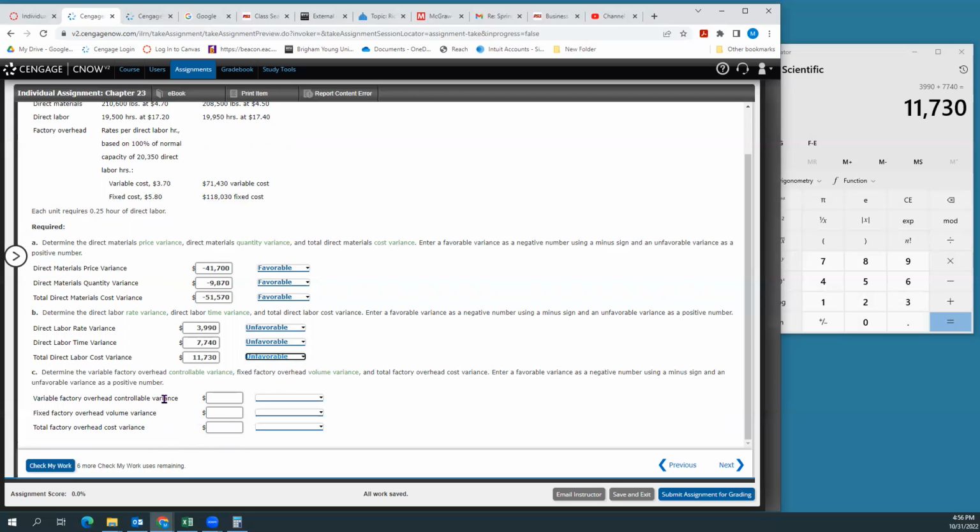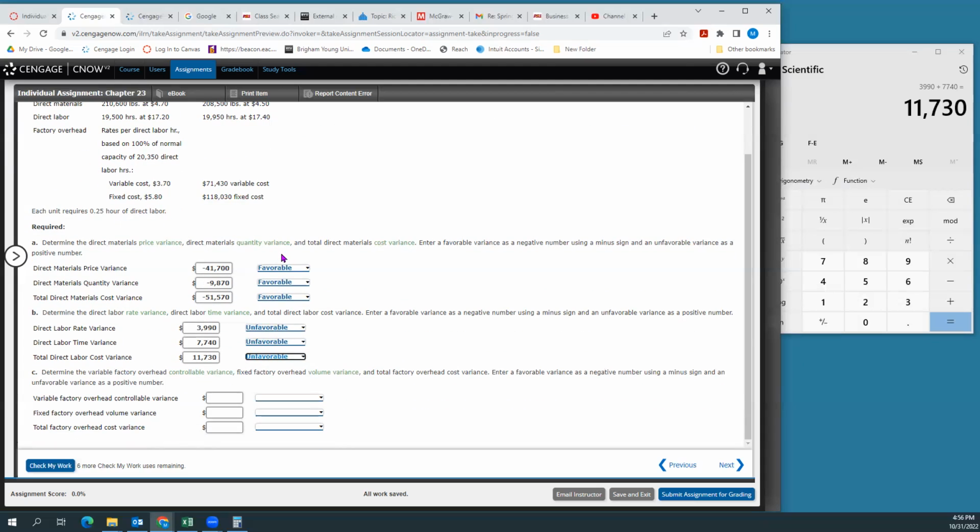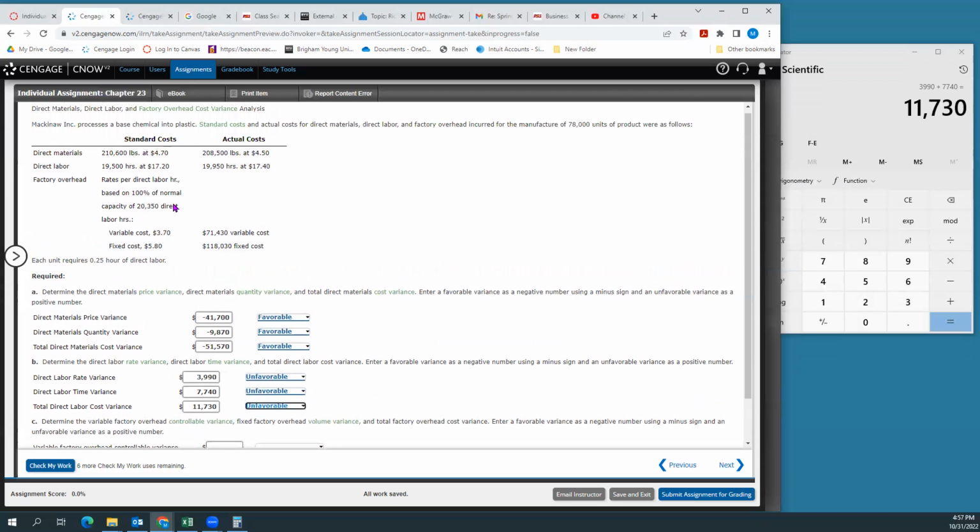All right, so our variable overhead controllable variance is going to be our actual variable factory overhead cost incurred, which is going to be, let's see, $71,430 minus our budgeted variable factory overhead, which is our variable cost rate, $3.70 per hour, times the actual number of hours that we used, which was 19,950 hours.